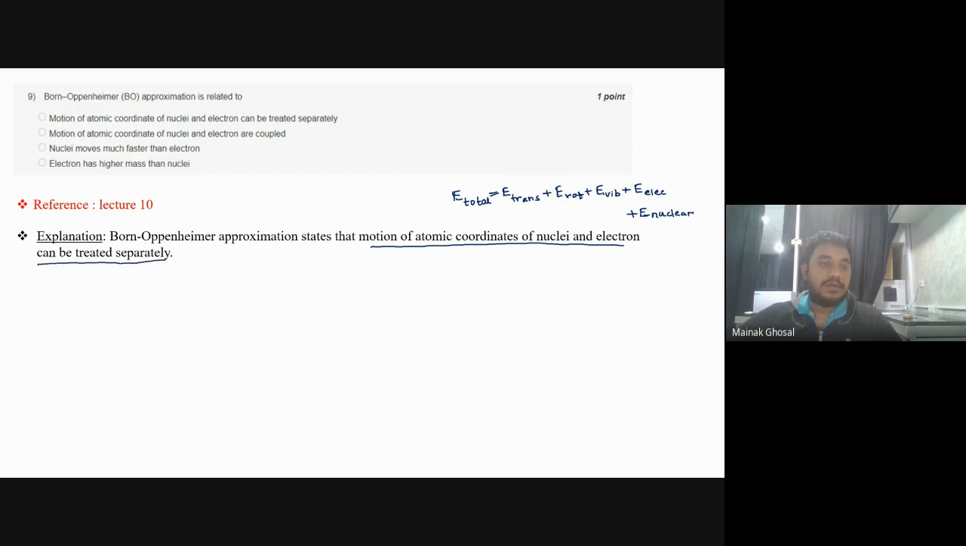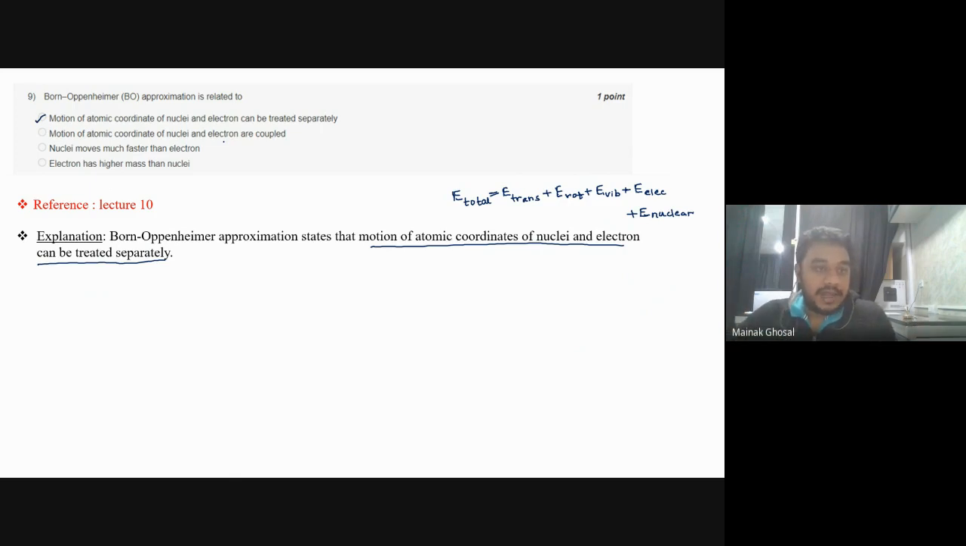Now your options: the motion of atomic coordinates of nuclei and electrons can be treated separately, right? What I have said. Motion of atomic coordinates of nuclei and electrons are coupled? No, they are not coupled. They can be treated separately. You can take the nuclear part separately and calculate the electron part separately. You don't need to couple those things.